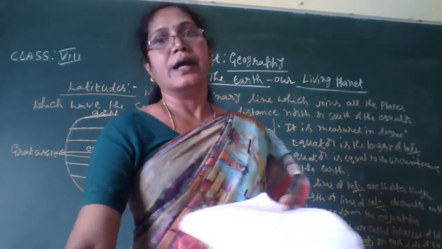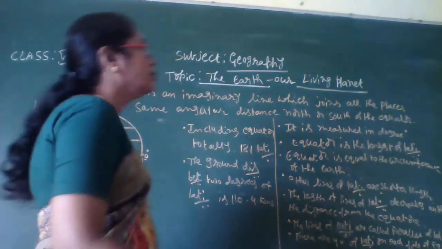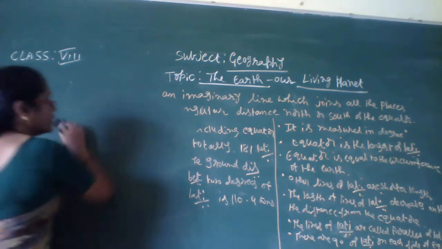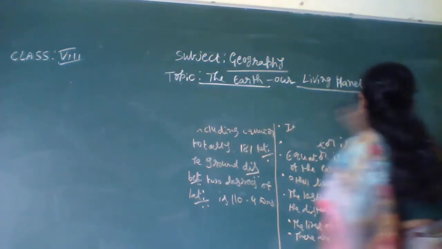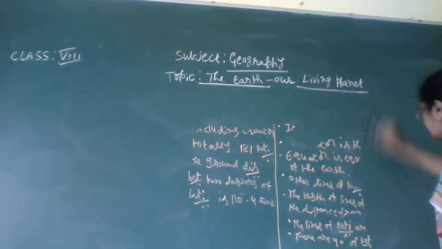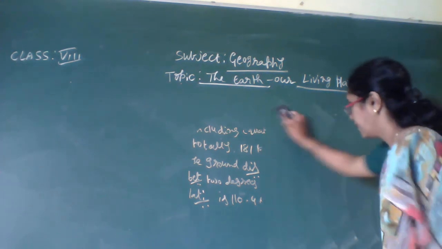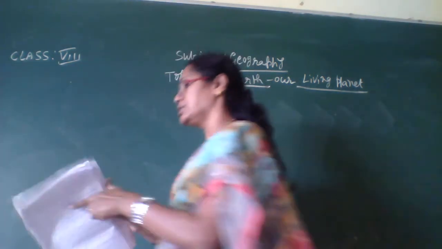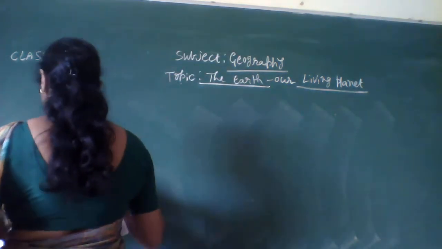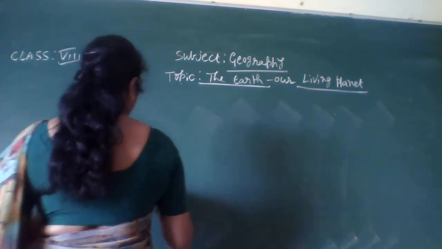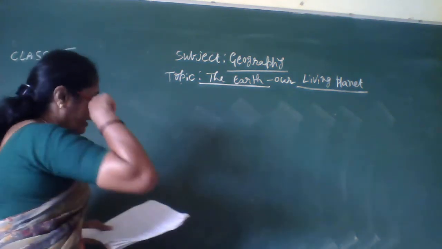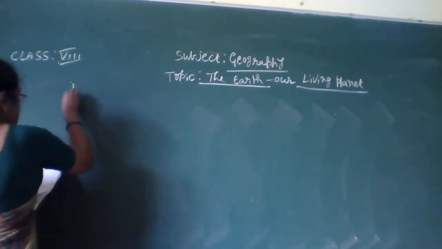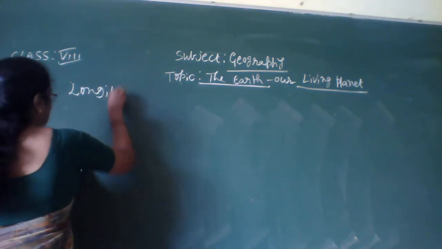That is all about latitudes. Next, I am going to explain about the longitudes. What are the longitudes and what are the main features of the longitudes? So what are longitudes? Longitudes are also imaginary lines that intersect the equator at right angles, joining the north and the south, and are called the longitudes.